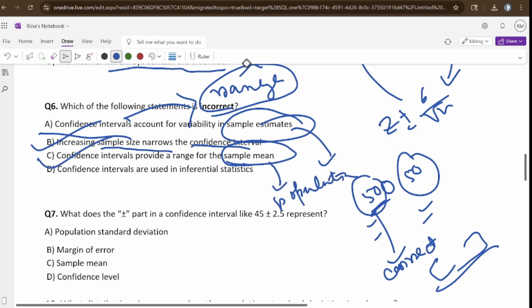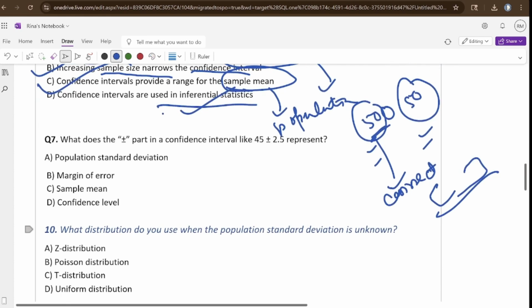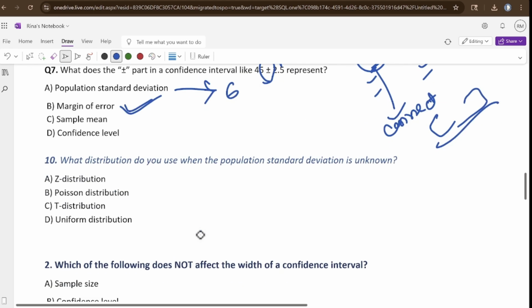Okay. So this is the right number. These are used in inference statistics. This is also right. Next question. What does the plus minus part here represent? Plus minus part means population standard deviation. No, that is sigma. It is the margin of error. Margin of error means I am considering the error which may occur.